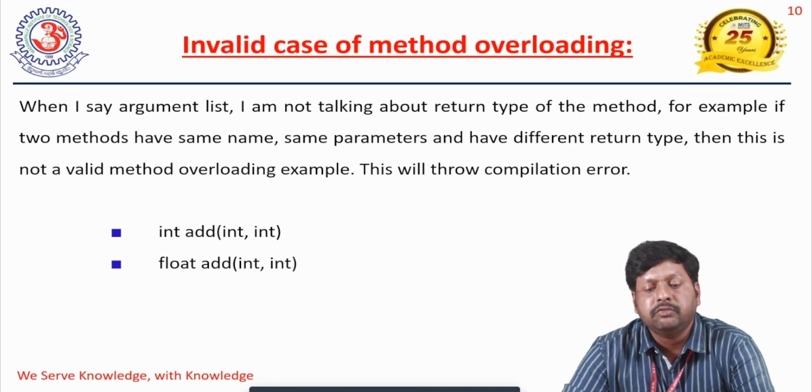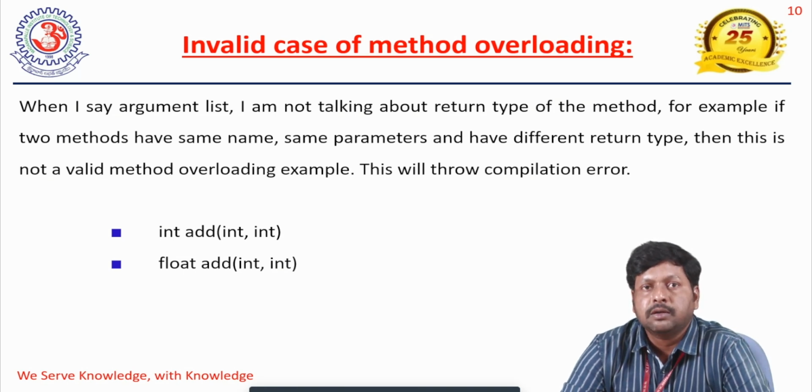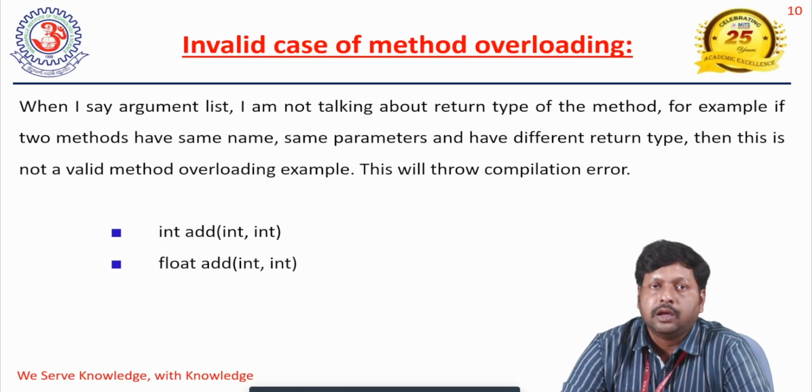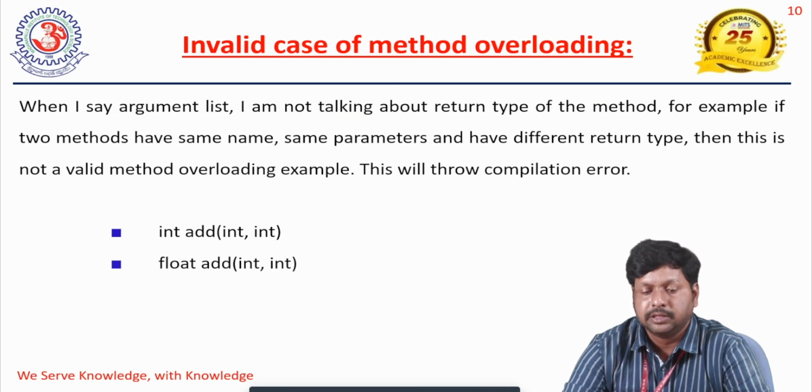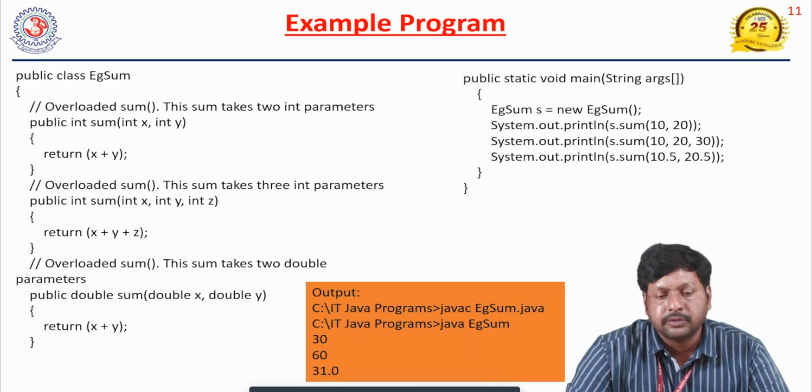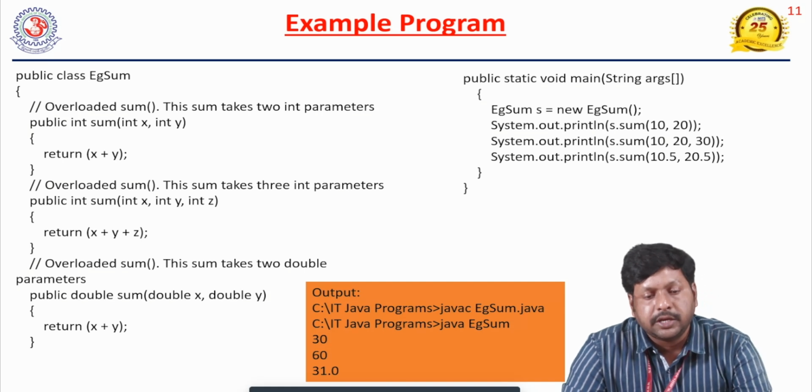Next, the invalid case. In this first example, the method name is add. I am passing two integer parameters, and this returns the integer value. In the second case, I am passing two parameters, but I am returning a float. Is it valid? No. Your method returns the integer addition, but you put the return type as float. So this is the invalid type. So this is the example. I showed this example live.